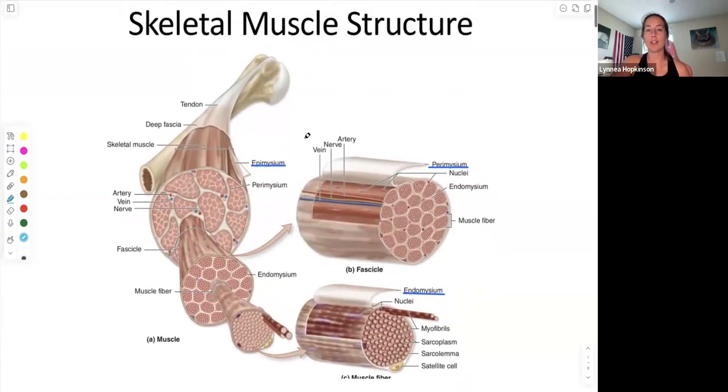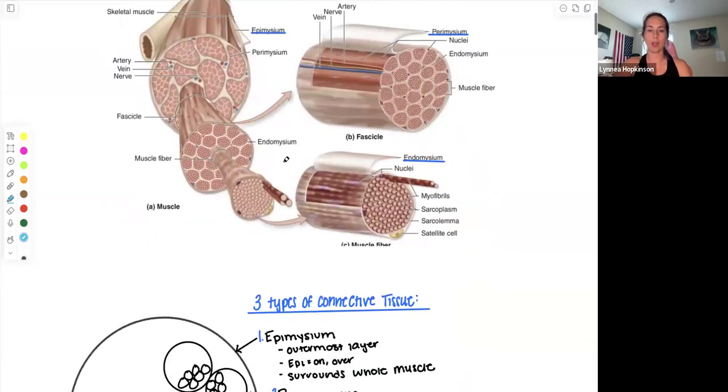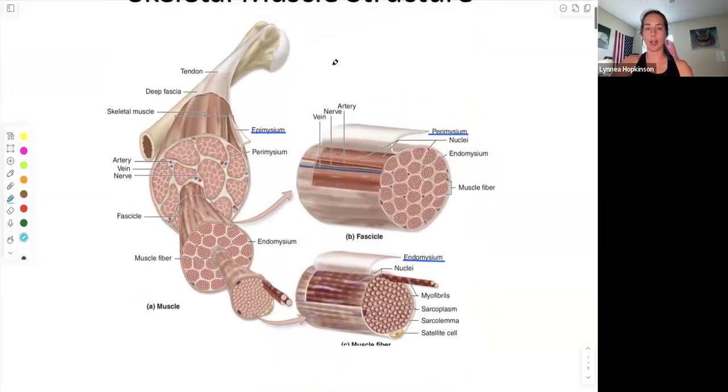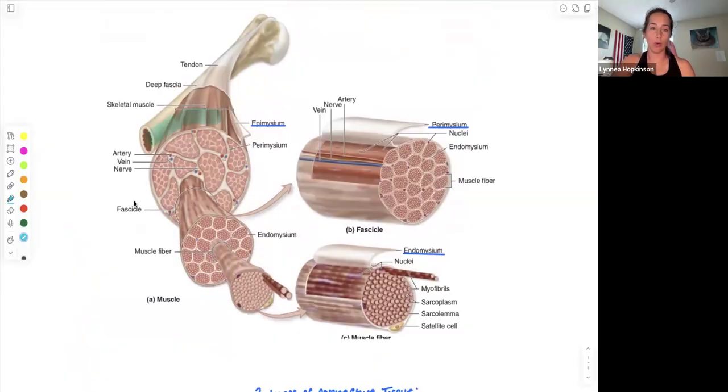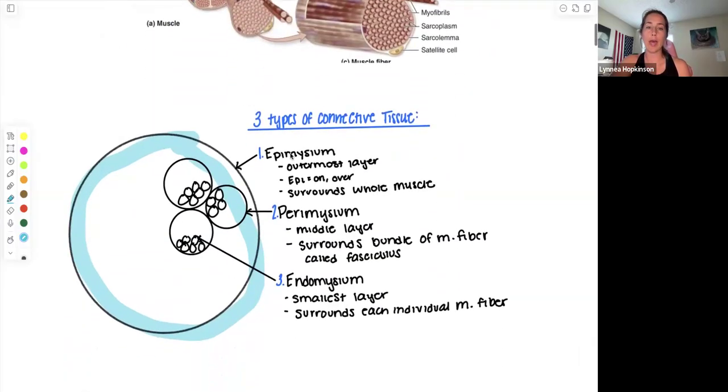So to begin, we're going to start with looking at the three layers of connective tissue within a muscle. While this diagram here can look pretty confusing, lots going on, I tried to simplify it into a smaller diagram here. When we look at this smaller diagram, this big circle is going to represent the muscle as a whole. And the connective tissue that surrounds this muscle as a whole is called the epimysium. So the epimysium is going to be our outermost layer of connective tissue.